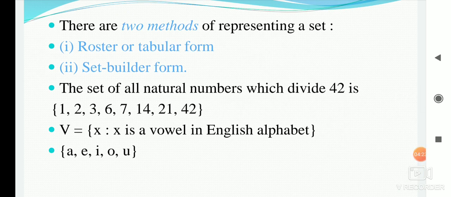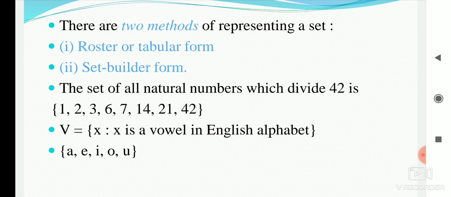So what are the two methods of representing a set? First method is roster or tabular form. Second is set builder form. These are the two ways you can represent any set. So what are these methods? See friends, the sets topic is nothing but you have to remember certain conventions, and there are very few examples which can be complicated. Otherwise this chapter is very simple.